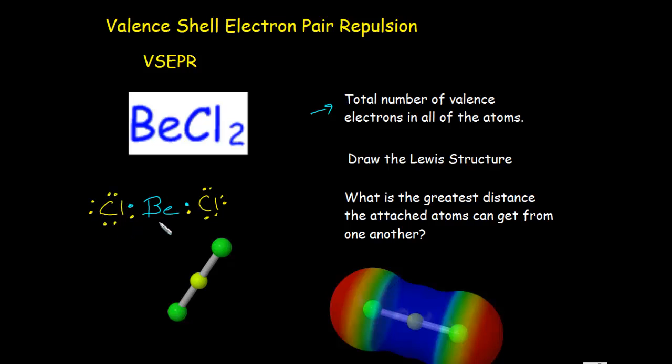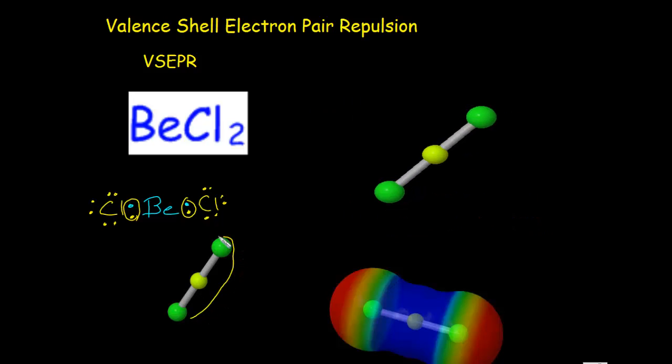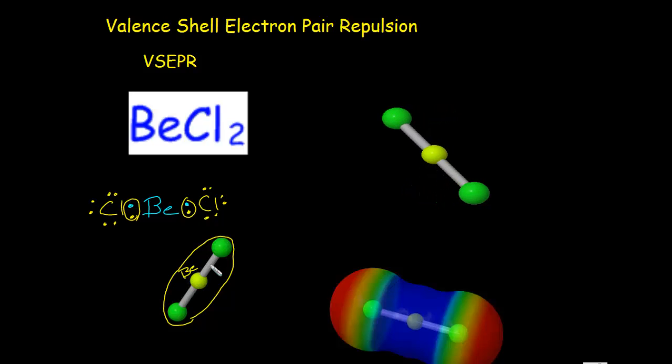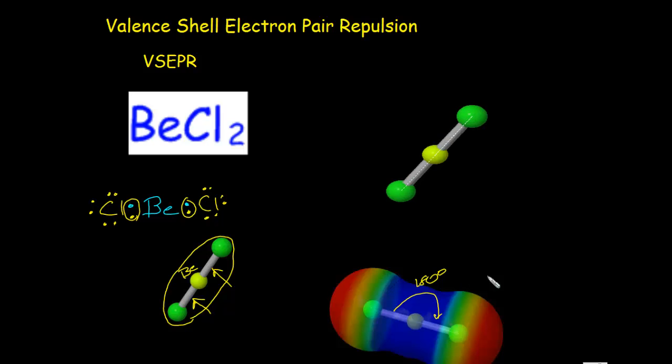What we get is a Lewis dot structure where we have these two pairs of electrons around beryllium, and to get them as far apart as possible, we get a structure that looks something like this, where the beryllium is in the center and these bonding pairs of electrons repel each other at 180 degrees. Over here we're showing the electron density around the atom itself, and again we see 180 degrees between the two bonds.